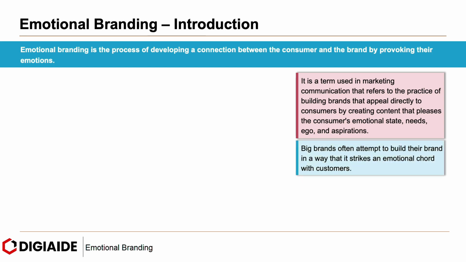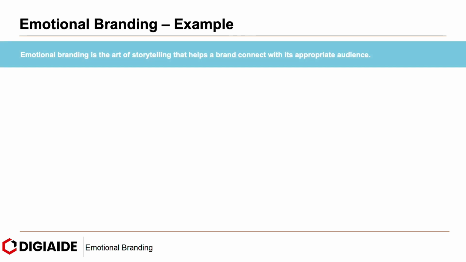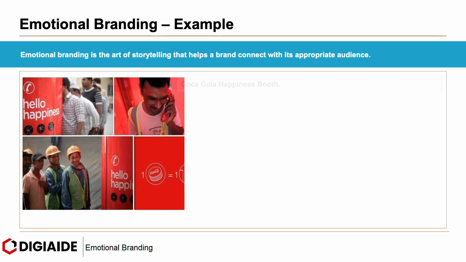Big brands often attempt to build their brand in a way that it strikes an emotional chord with customers. Example, Johnson & Johnson is perceived as an authentic and genuine brand that evokes trust, affection, and strong loyalty. Emotional branding is the art of storytelling that helps a brand connect with its appropriate audience. For instance, Coca-Cola's Happiness Booth.